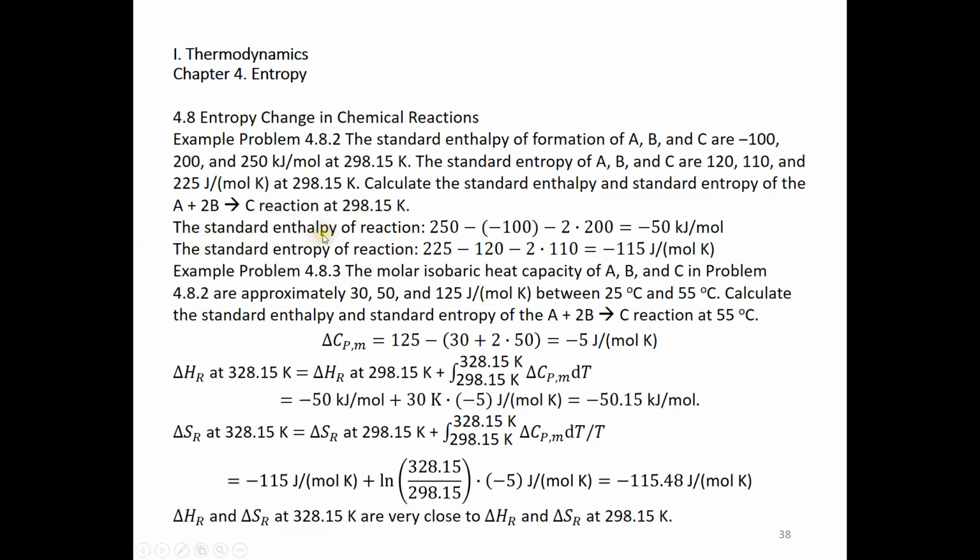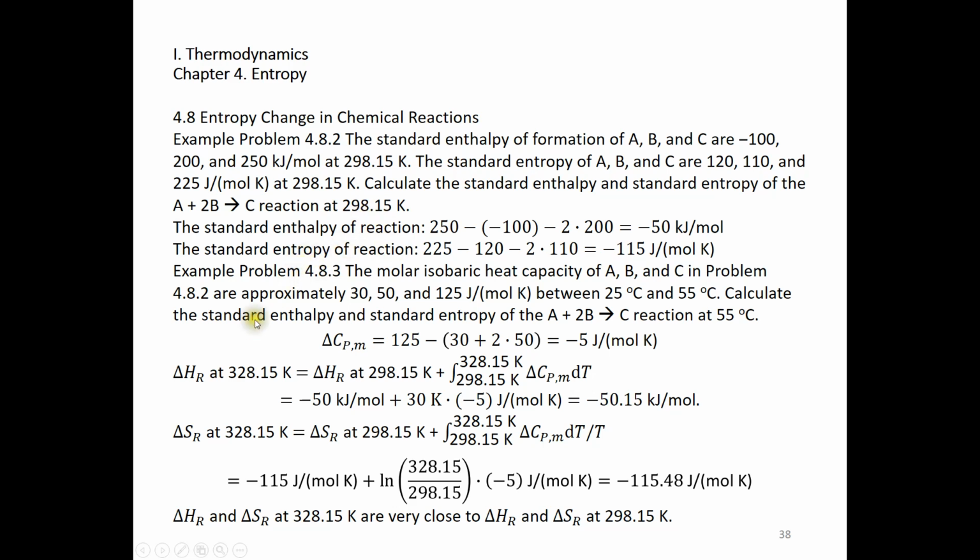Well, the standard enthalpy of reaction is, again, the products minus reactants. The product is C, we look up the value, and then minus A, and then minus 2B. We get negative 50 kilojoule per mole. That's the standard enthalpy of reaction. About the standard entropy of reaction, same. C is the product, so we use the value for C minus A, minus 2B. We get negative 115 joule per mole K. That's the standard entropy of the reaction at room temperature.